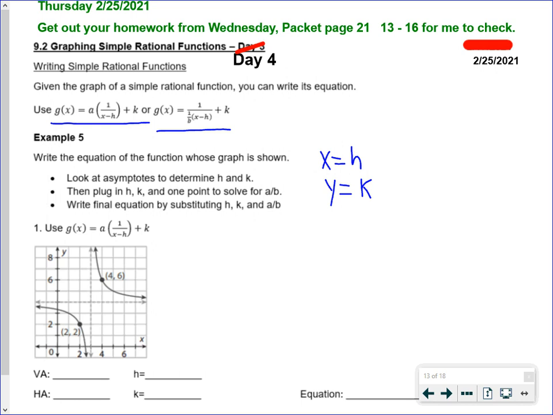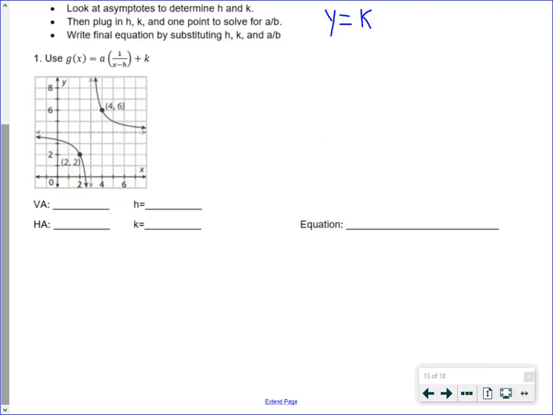And after that, we'll take one of the 2 points that we give you guys. We're going to take them, put it into the equation as well, and solve for either our a or our b. So let's actually do an example now. So on number 1 over here, we want you to give us the equation of this graph in this form. We're going to use the form that has a in it.